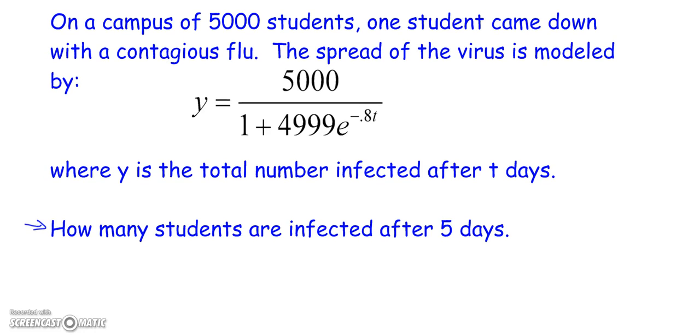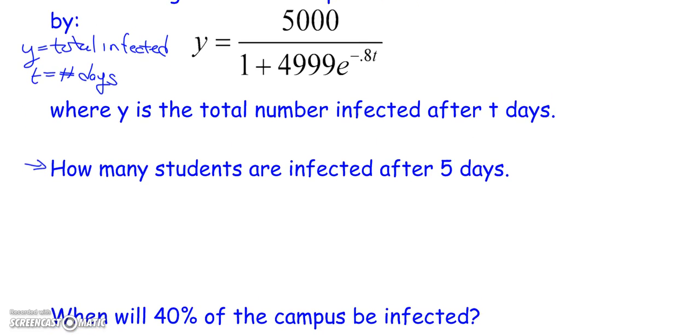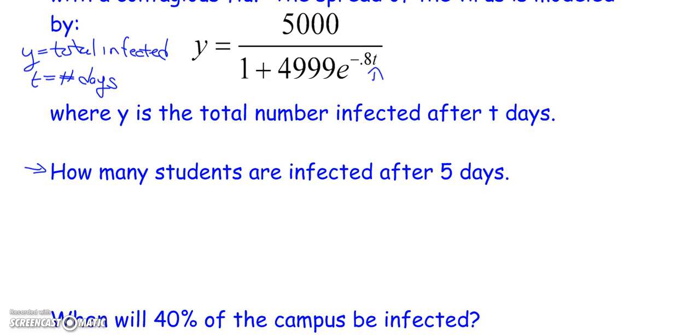Well, if we think about it, y gives us our total infected, and t gives us the number of days. So if they tell us 5 days have passed, I hope you see that we need to substitute 5 right there for t. The rest is a calculator exercise. y equals 5,000 over 1 plus 4,999 e to the negative 0.8 times 5.